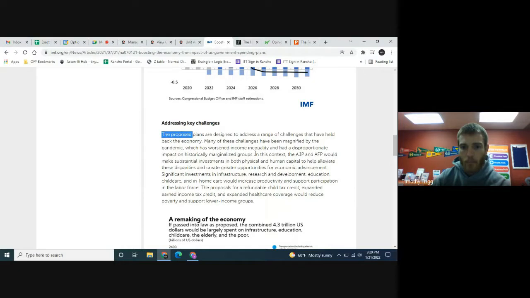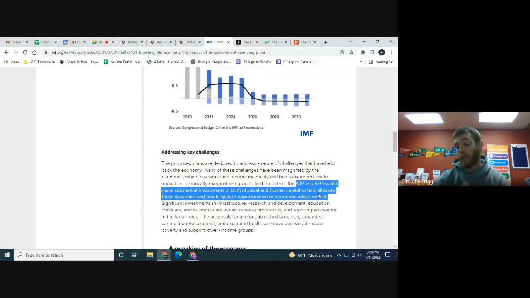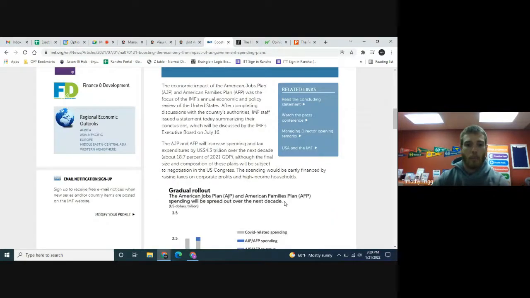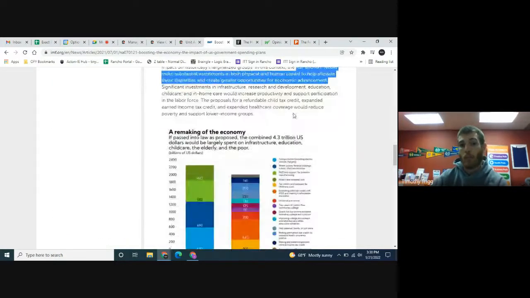So I would say this could be considered one of the main points right here. By the way, the AJP and AFP are government spending bills that were essentially designed to increase jobs in the market. So those two bills, one of them is the American Jobs Plan, the AJP, and then the American Families Plan, AFP. Okay, so that could be one of the points that you could say.